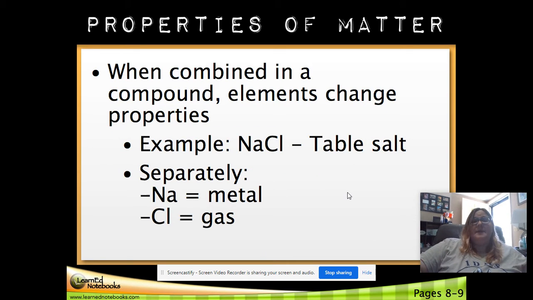When combined in a compound, elements change properties. Example, NaCl is table salt, but separately, Na is a metal and Cl is a gas. So you have a metal and a gas that combine together and make something that you eat all the time.